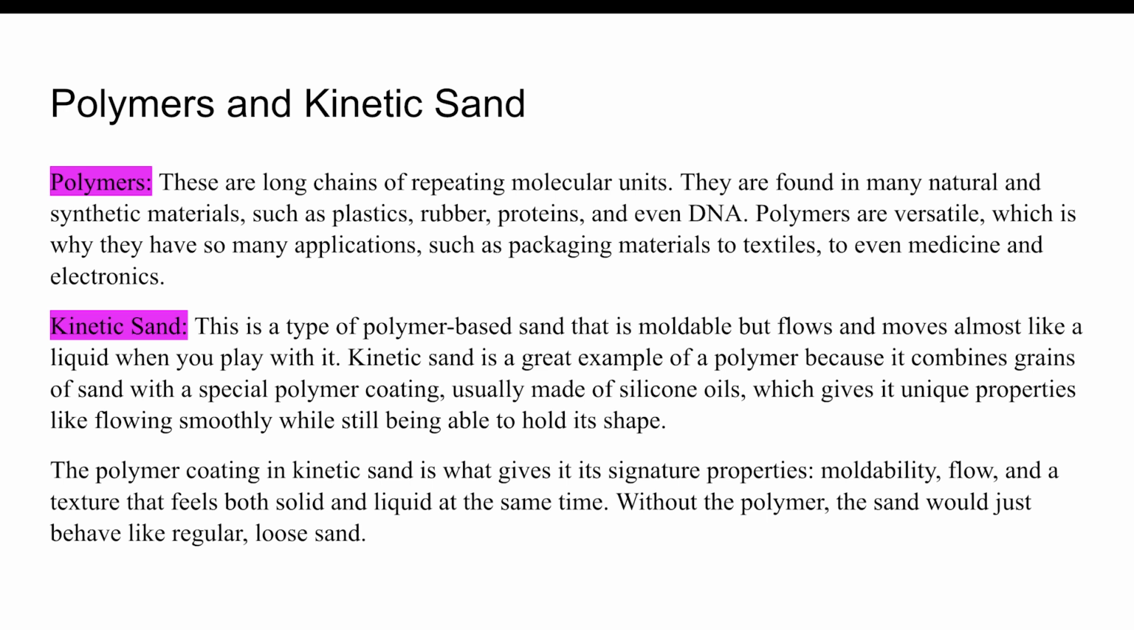Polymers are long chains of repeating molecular units. They are found in many natural and synthetic materials such as plastics, rubber, proteins, and even DNA. Polymers are versatile, which is why they have so many applications, from packaging materials to textiles to even medicine and electronics. Polymers play a huge role in our everyday life. Even if we don't use them directly, they're in pretty much everything that we use.